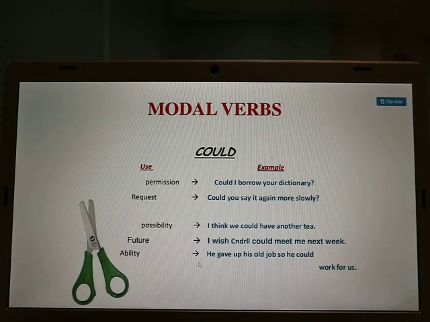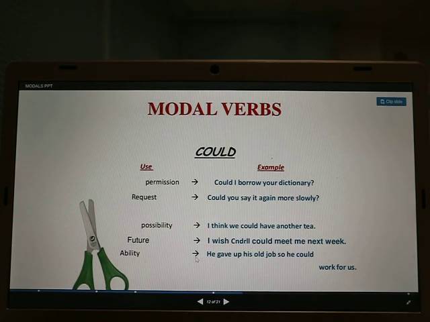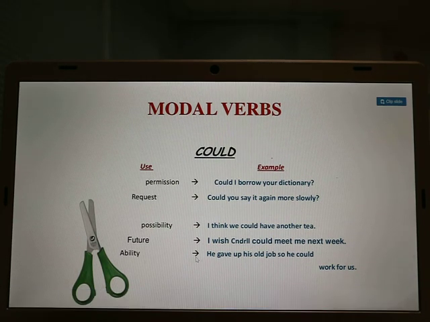So could, you can also use it for permission, request, possibility, future, and ability. And these are the examples. Could I borrow your dictionary? Could you say it again more slowly? That is for the request. This is for the possibility. I think we could have another tea. For the future, I wish Sindril could meet me next week. For the ability, he gave up his job so he could work for us.